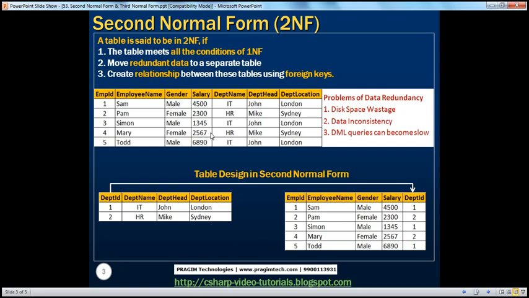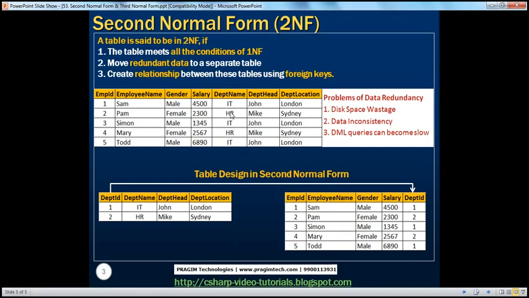Because there are a large number of rows to process. Obviously, if there are 100,000 employees, we have 100,000 records to update as far as the department head and department location are concerned. But on the other hand, if we move this redundant data into a separate table, let's see how to split that.